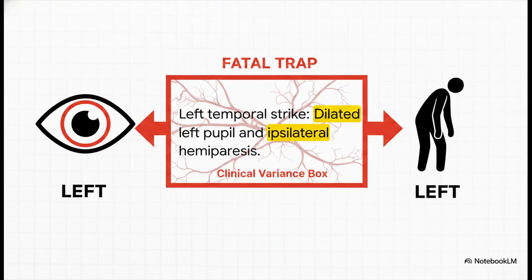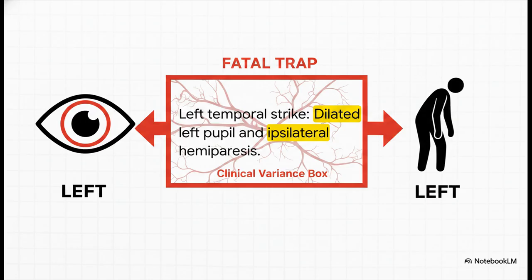Imagine this high-stakes scenario right in front of you. A patient rolls in with a severe blunt strike to the left temporal region. They quickly develop a blown, dilated left pupil. Okay, that makes sense. An expanding left-sided mass is compressing the left third cranial nerve. But then you notice their motor weakness, their hemiparesis, is also on the left side.